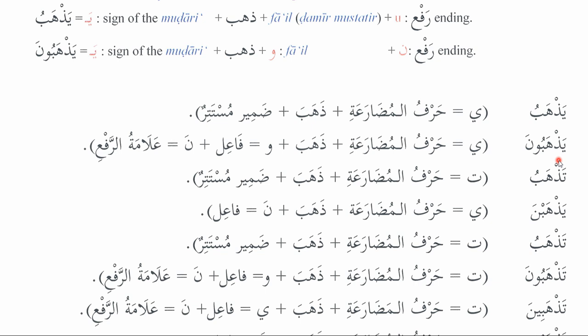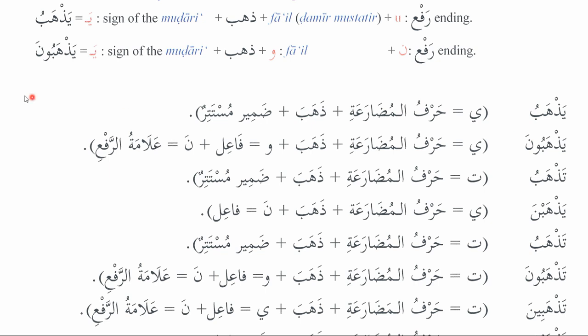Only the present tense. So if you see the presence of noon, that tells you that this particular present tense is in marfu case. That's why they are saying the noon is amila, the sign of raf. That means it is in marfu case. If the noon is absent and you have the tool of nasb before present tense, for example, lan yadhhabu, lan. So then you will say this.